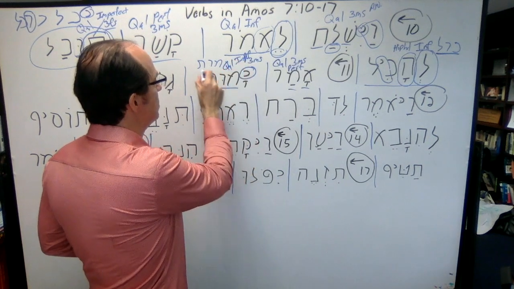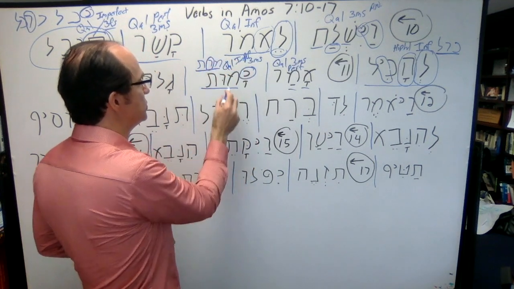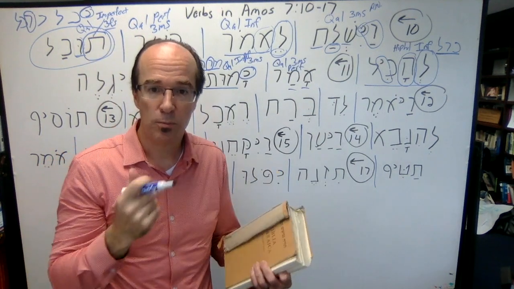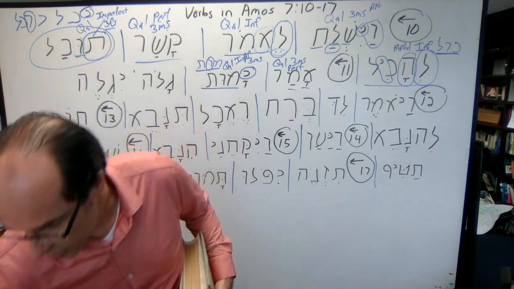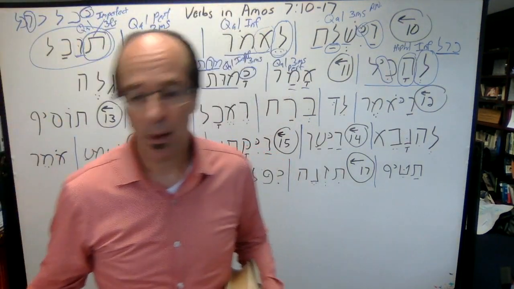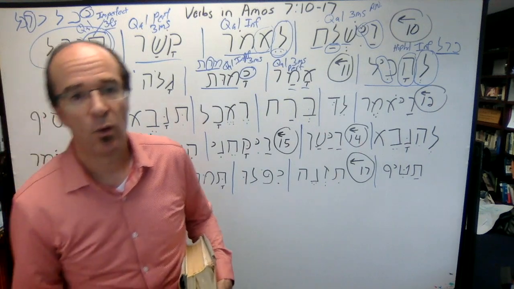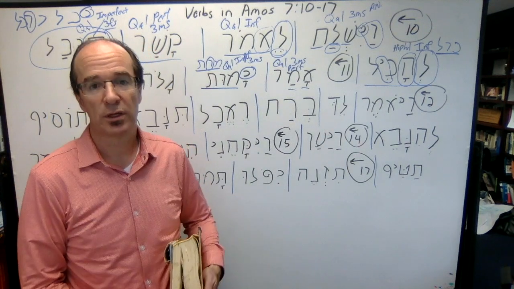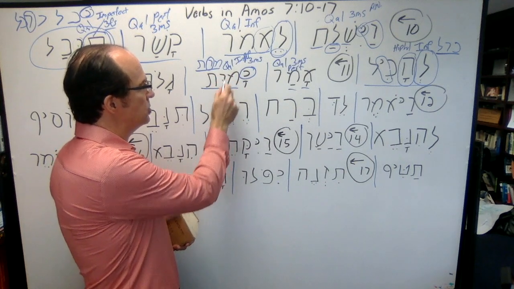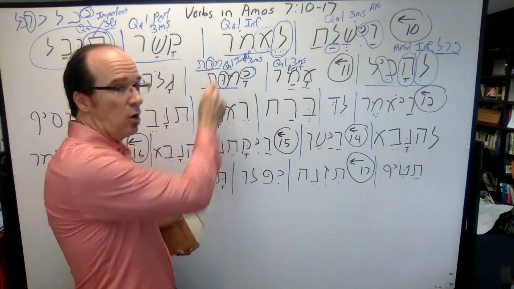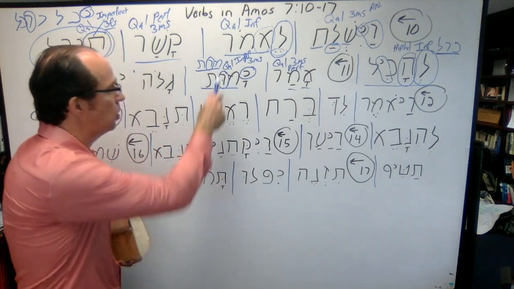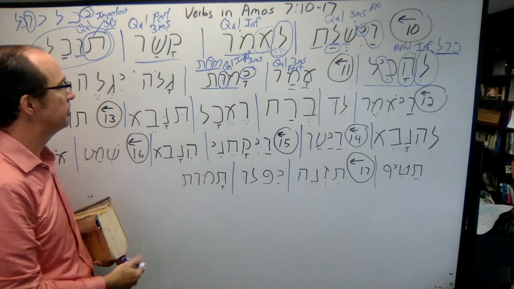Now, since this is again one of these middle weak roots, if this were going to be a Hiphil, so take a look at your master paradigm sheet, and for those in the class, the worksheet that we handed out, take a look at what a Hiphil imperfect looks like. You would have had a hireq yod vowel in here. So this is just your Qal indicator in this particular case. So this is a Qal imperfect third masculine singular.